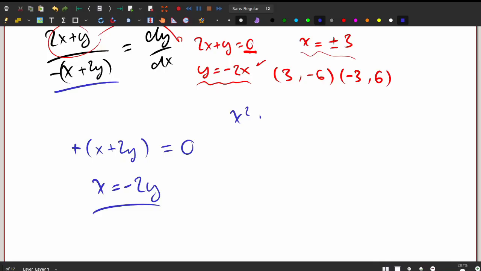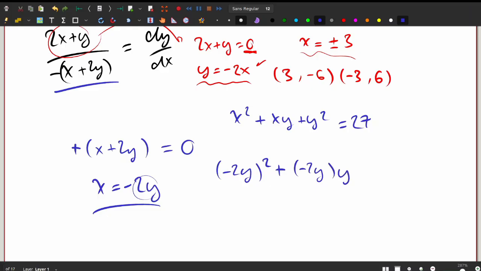So if we have x squared plus xy plus y squared equals 27, I'm going to plug in negative 2y wherever I see an x. So negative 2y squared plus negative 2y times y plus y squared is equal to 27. And if you'll notice, this is the exact same equation that we had earlier. The difference is x and y are swapped. So now when I solve this down, I'm going to get y is equal to plus or minus 3.